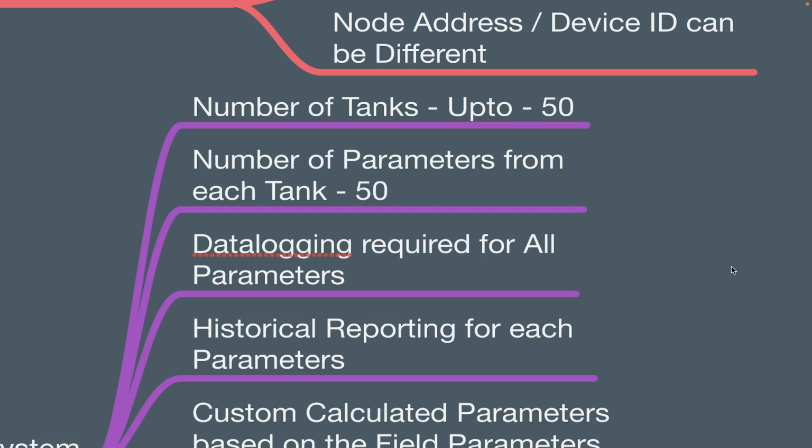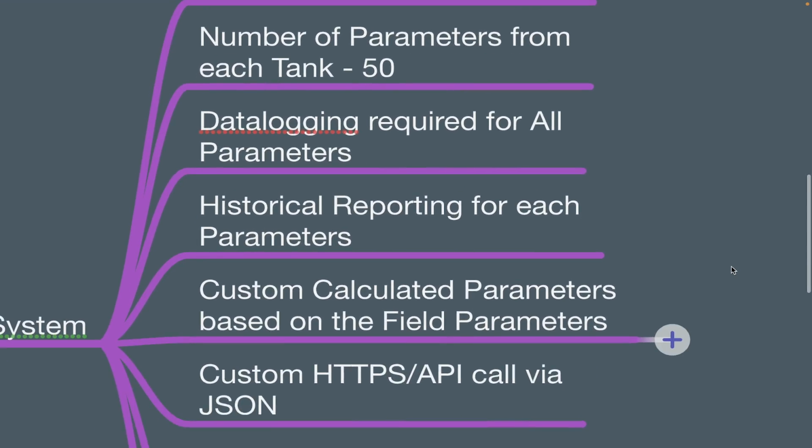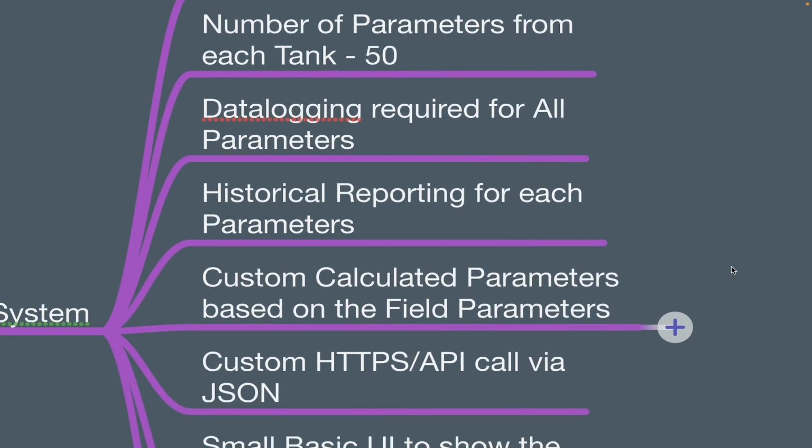We should have a drop-down menu, so we can have 1 second logging, 1 minute logging, 15-minute logging, and 1 hour logging, whichever way we want to do it. So the system should be flexible enough for configuration where we should be able to log the data. We should be able to get the historical reporting for each parameter.